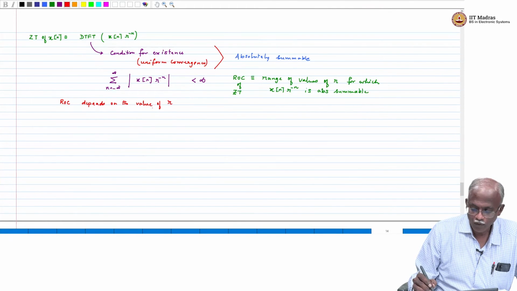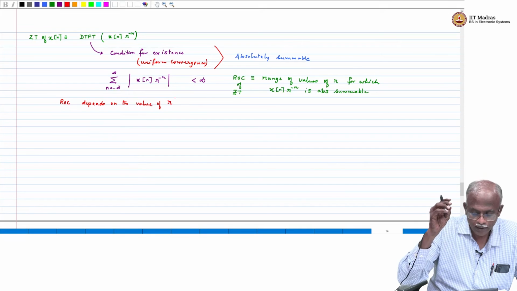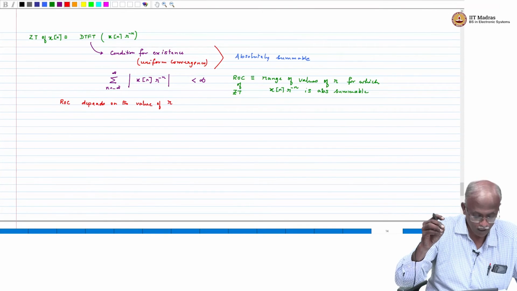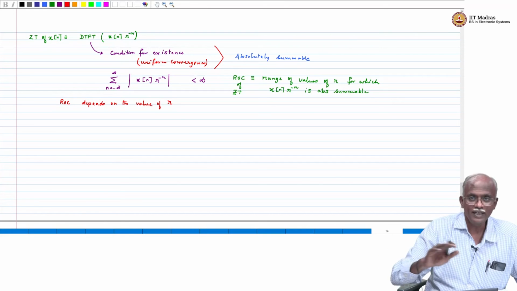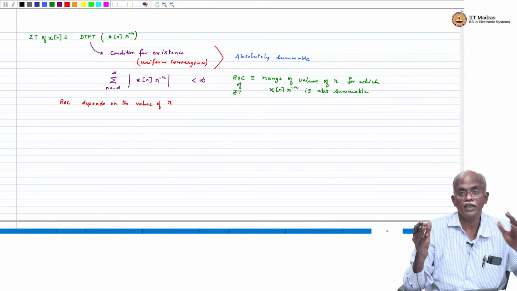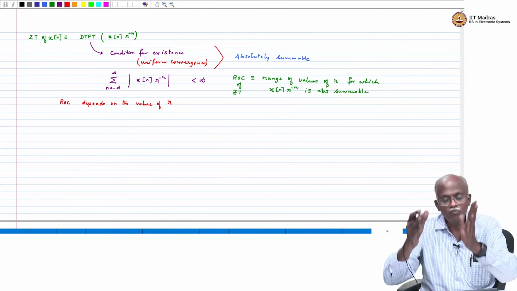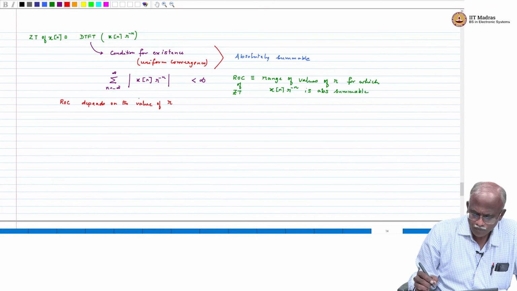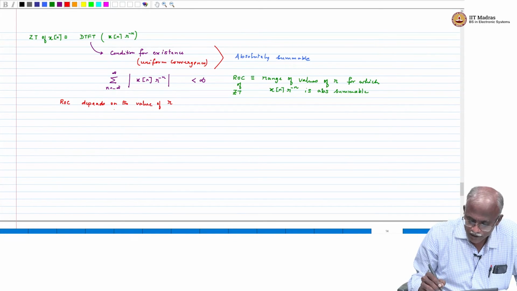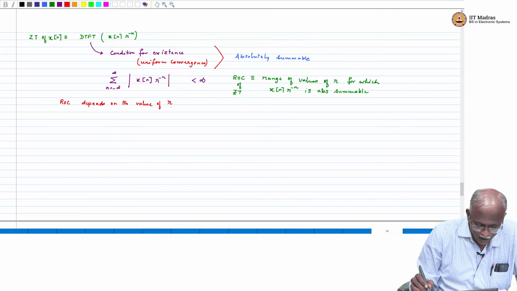Okay. Once you know that it is convergent for a value of R, the value of omega, which is between 0 and 2 pi, really does not matter, because you are always looking at it in terms of a modulus of the value. So, therefore, the region of convergence depends on the value of R.